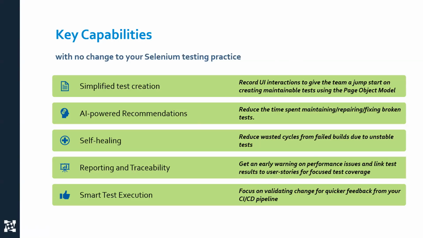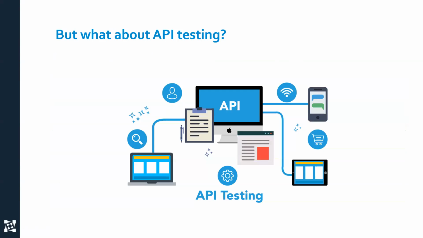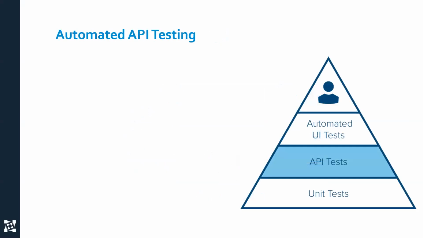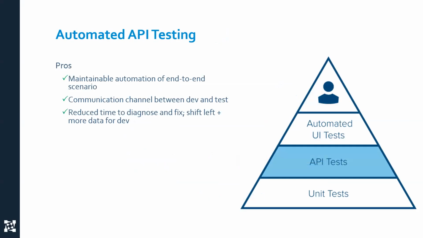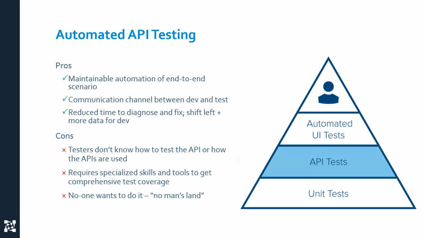Okay, so let's move further down the stack. We've talked about the UI, but I emphasized earlier that the APIs are a really critical part of your testing strategy. Testing at the API level is easier to automate and quicker to execute, but it has complexities associated with the test creation. So there are definite pros associated with API testing, but there are also cons. It requires knowledge of how those APIs are used.